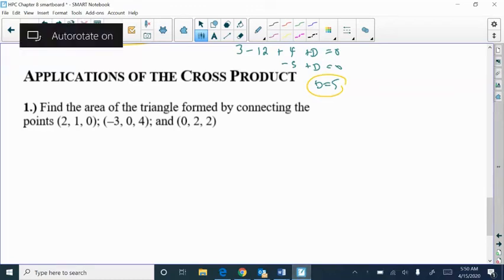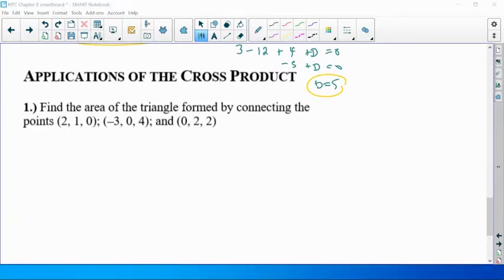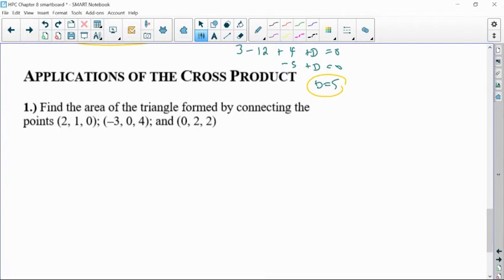Okay, so I want to look at one more application of the cross product, and it's how do you find the area of a triangle or even a parallelogram given its 3D coordinates. And for those of you who have a really good memory from honors geometry, we learned something called the Shoelace Formula, and actually that's basically what we're doing.